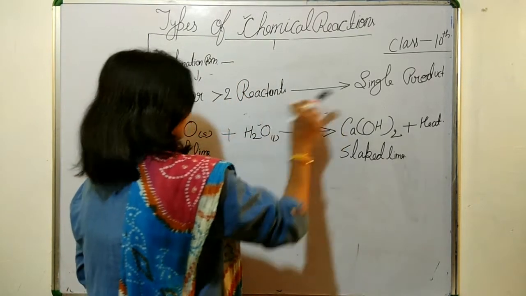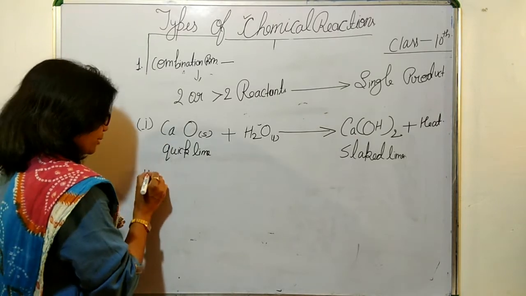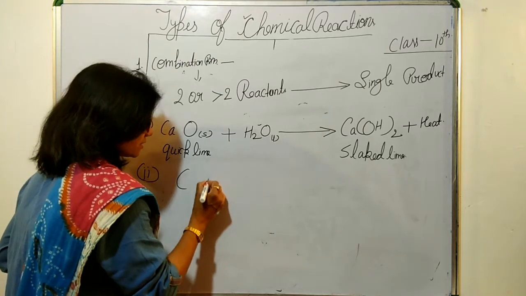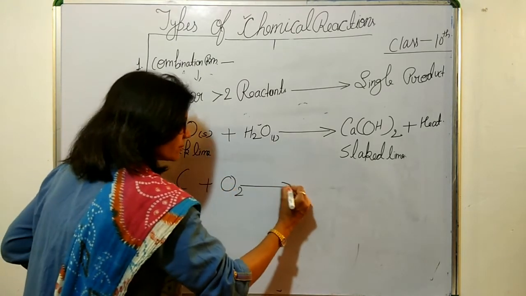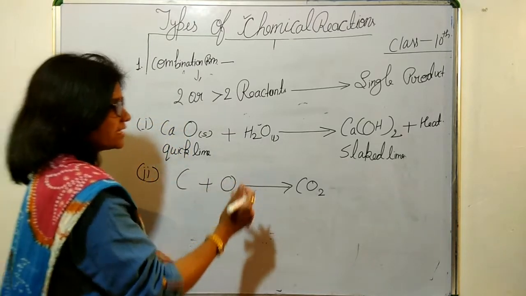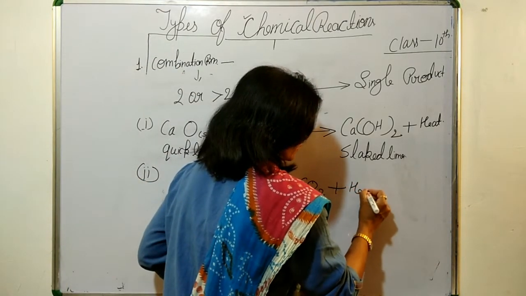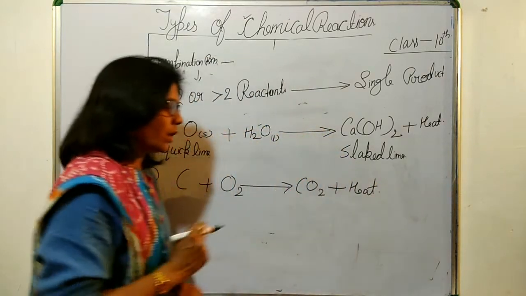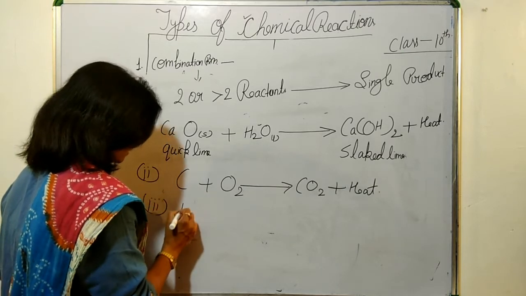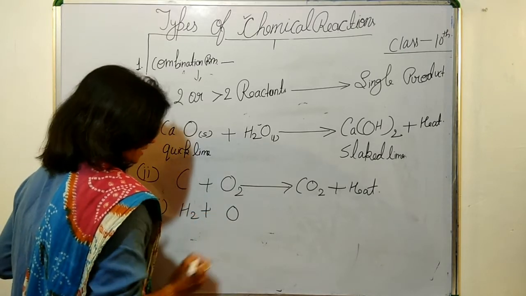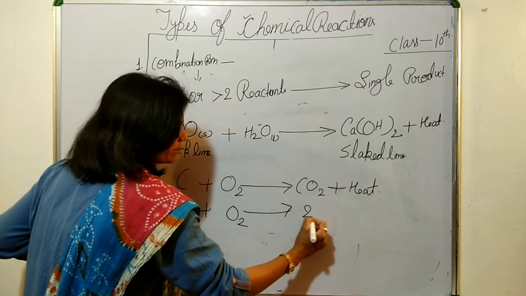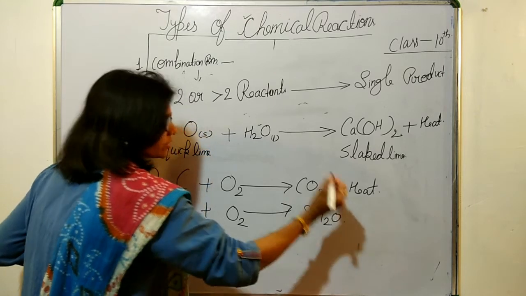Then our second example: burning of coal in the presence of oxygen. It forms CO2, and we know that we use carbon or coal as a fuel, so again a large amount of heat is released. Then one more example: hydrogen and oxygen, balancing the equation. It forms the water molecule.